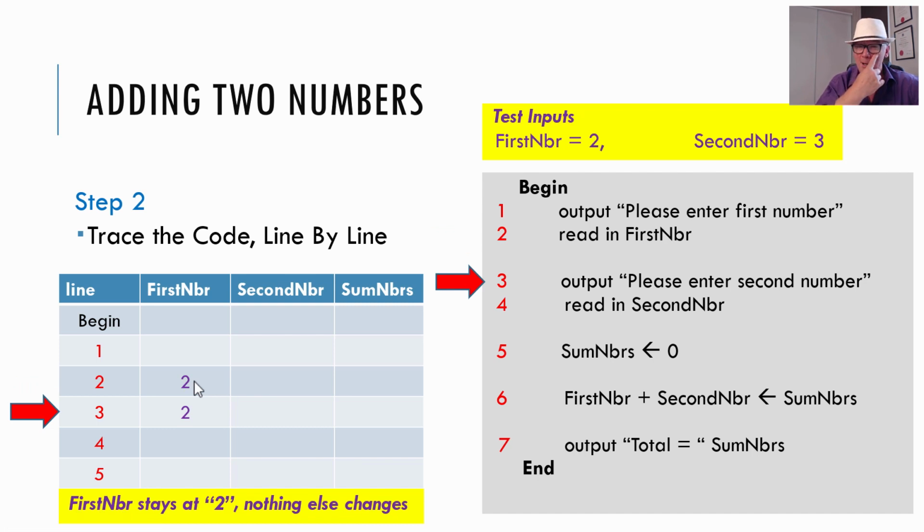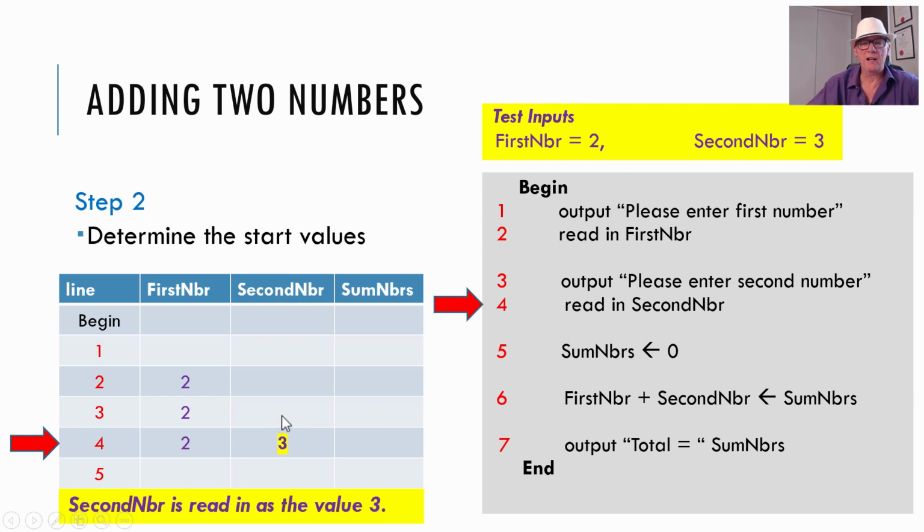Next we proceed to line 3. Line 3 is just putting a message out on the screen and asking them to put in the second number. So for line 3, first number is just staying the same. So it's just staying as 2. Some numbers hasn't been done yet, so it's nothing. And we've asked for the second number, but we have not got the second number yet, so that's nothing as well. Down in line 4 is where we get the second number off them.